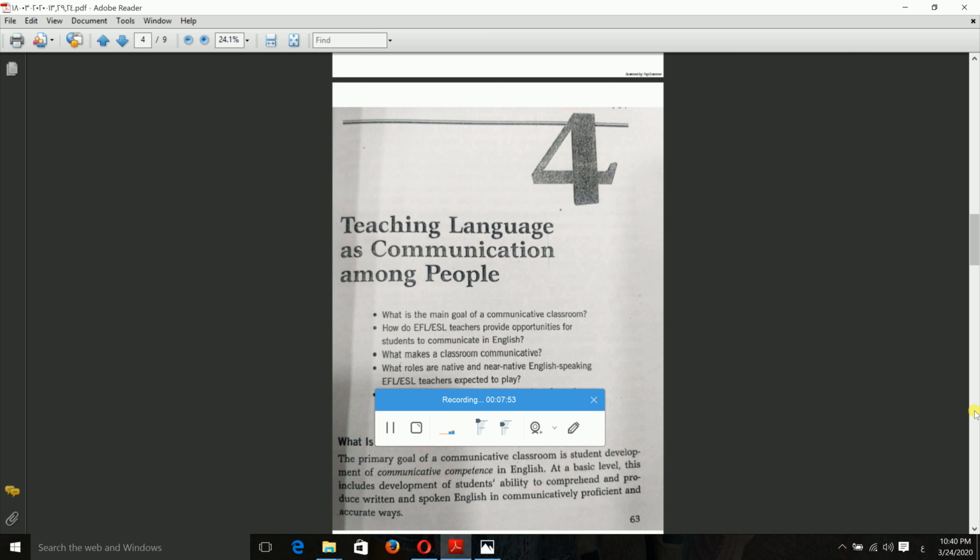At a basic level, this includes development of students' ability to comprehend and produce certain unspoken English in communicatively proficient and accurate ways. Yes, sorry, my students, to interrupt you.